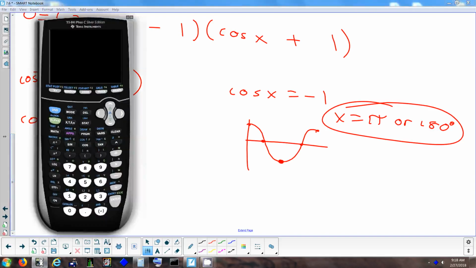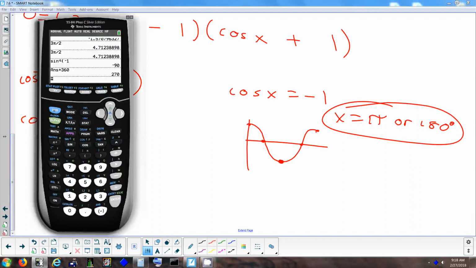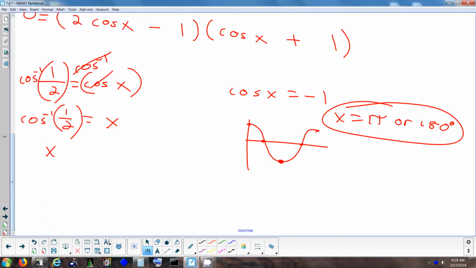So let's type it in. Second inverse cosine of a half. Get a nice answer in degrees. That doesn't always happen, but we did this time. So x equals 60 degrees. Or what's 60 degrees in radians? Keeping in mind that 180 is pi.